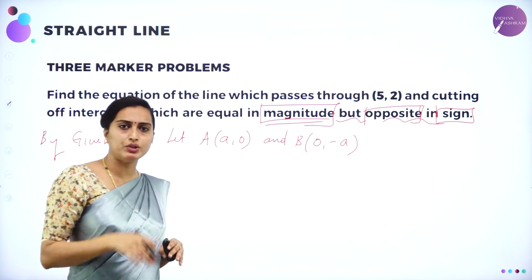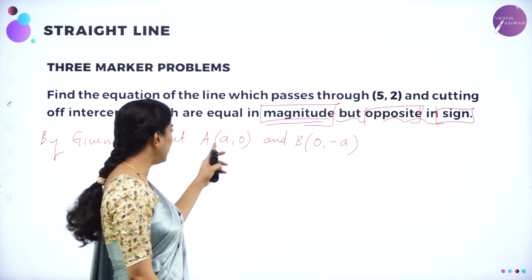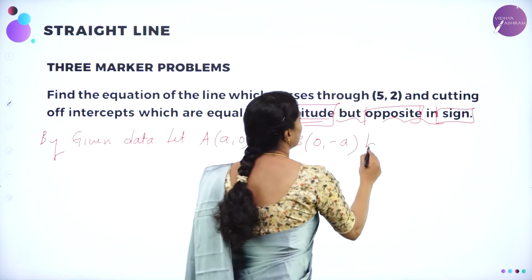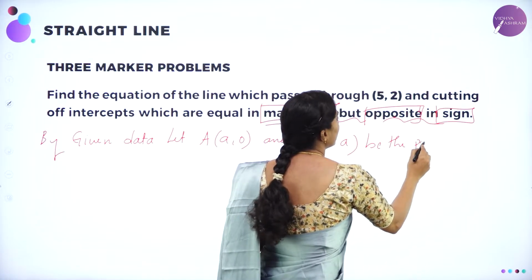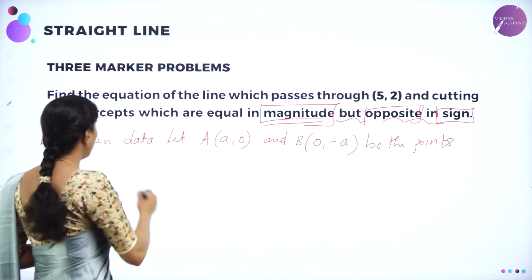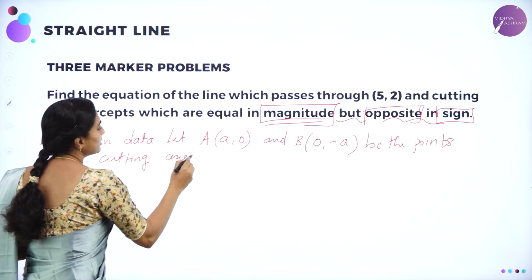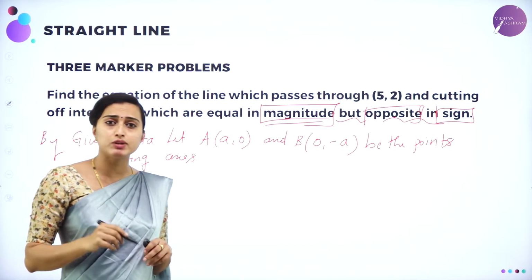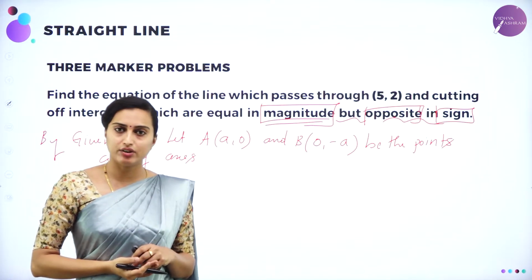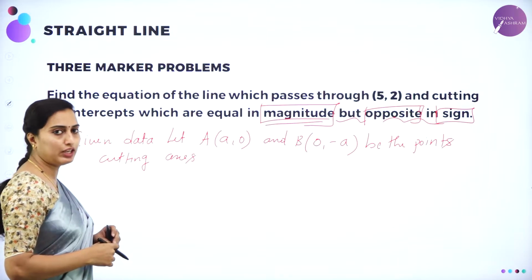I have taken B is equal to A here, 0 comma B. B is equal to A. Opposite sign means if here A, it will be here minus A. Understood? The line is cutting the intercepts, cutting both the axes. Axes is the plural form, axis is the singular form. Axis, x and y axes. Are you getting? So here they have given it passes through 5 comma 2.